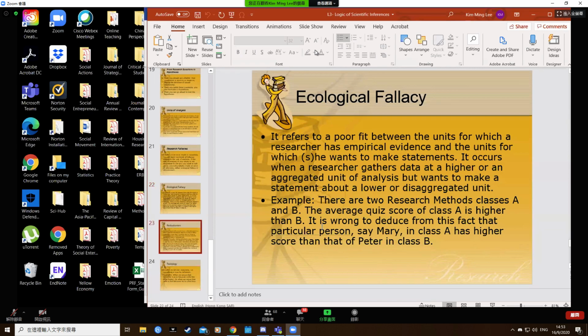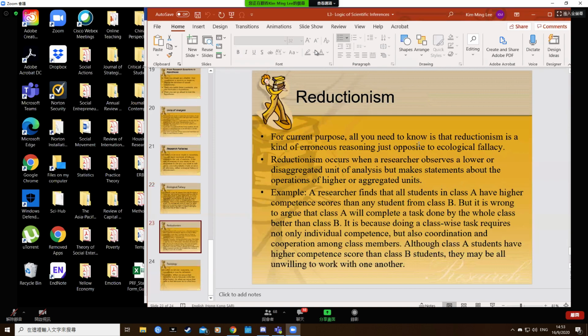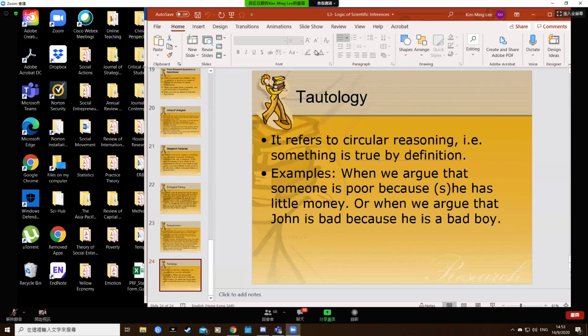Finally, we have tautology. Tautology refers to circular reasoning. That means something is true by definition. So when we argue that someone is poor because he or she has no money, we are not explaining anything. By definition, poor is having little money. Okay, you got me? So this is a kind of tautology, circular reasoning. So we try to avoid at least these three fallacies in our research. Make sure that you won't make this kind of mistake in your research proposal.